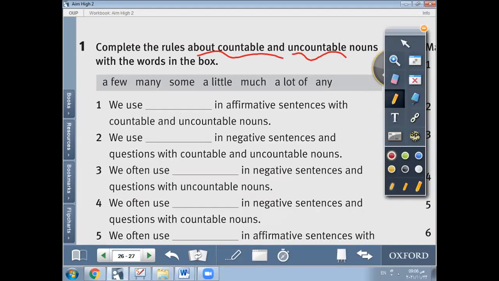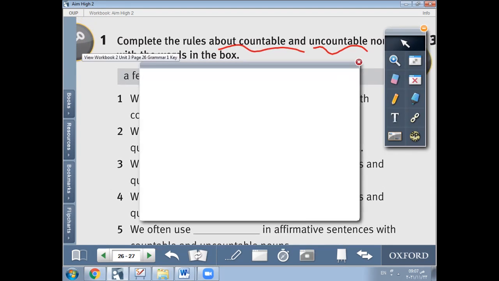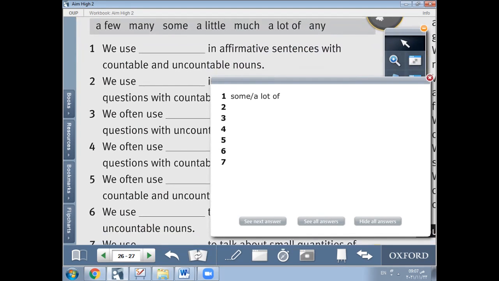Read number 1, guys, again. We use this in affirmative sentences with countable and uncountable words. Again, and now we use a lot of, some. We use a lot of and some in affirmative sentences, positive sentences, with countable and uncountable. Whether it is countable or uncountable, this rule applies to some and a lot of.